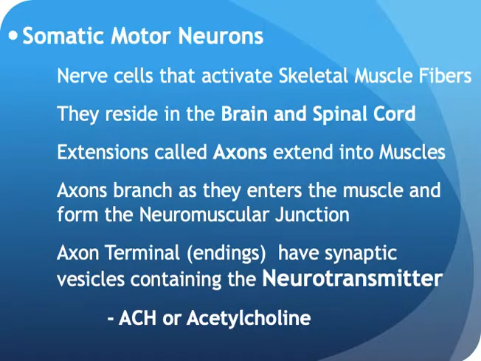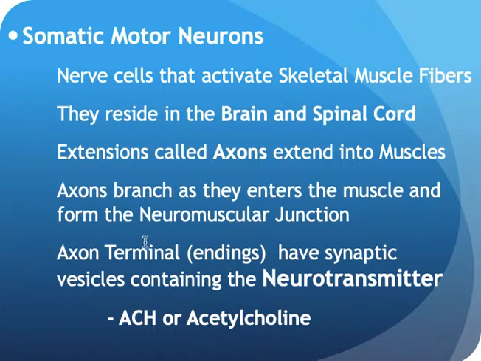Okay, so now we have somatic motor neurons, and again, soma means body. So it's going to be nerve cells that activate skeletal muscle fibers. Okay, they're going to reside in the brain and the spinal cord. They're going to have extensions. Okay, so coming off of my spine, I have these extensions on my spinal cord. And again, they're going to be my nerves, and they're going to be called axons, and they're going to extend into my muscles. Okay, and these axons are going to branch out as they enter the muscle, and they're going to form these little junctions with the muscle, and that again is going to be called this neuromuscular junction.